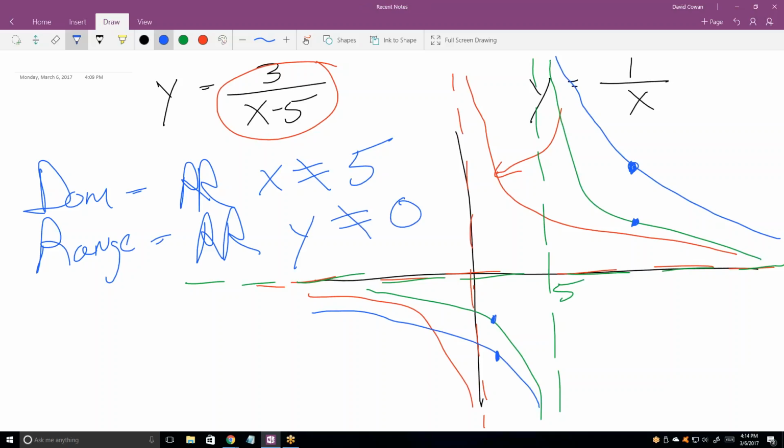Okay. Notice that it's y. X can be 0. In my blue line, x is 0 right there. But y is never 0. In other words, y never crosses this horizontal asymptote at y equals 0. Okay, and that's all they asked.